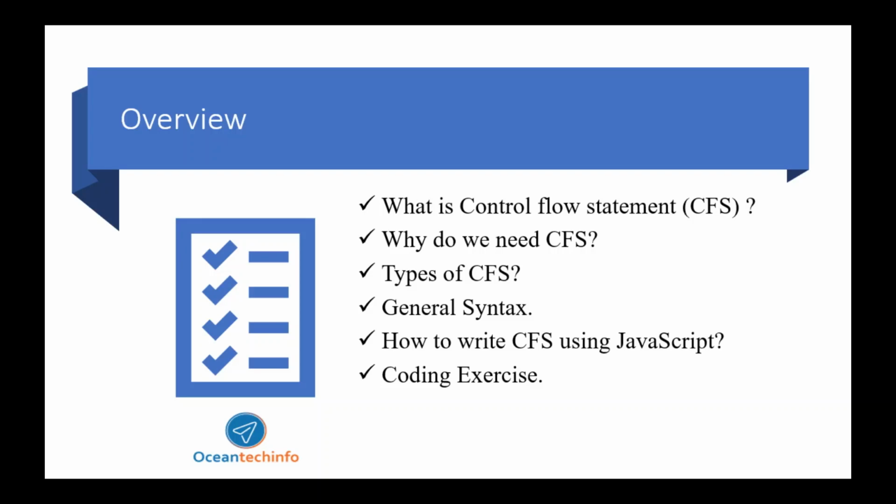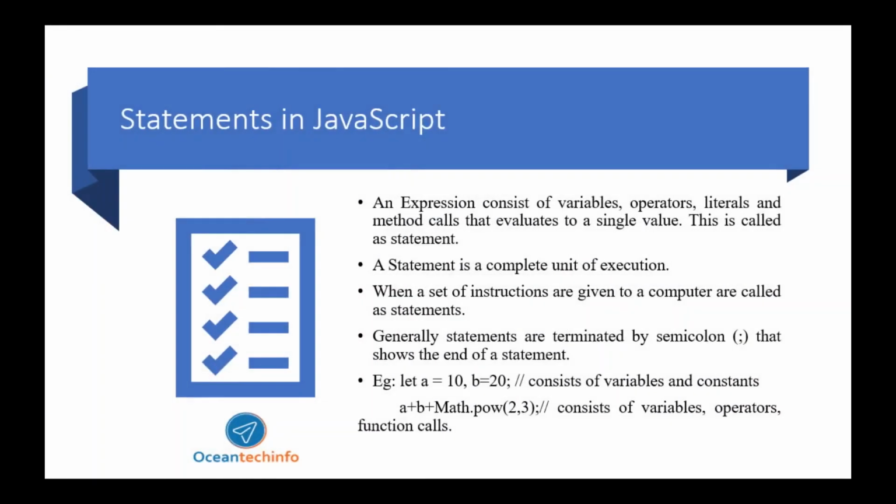Now let's get started. What is a statement in JavaScript? First of all, we need to understand that. A statement is an expression consisting of variables, operators, literals, and method calls, which will evaluate to a single value. This is called a statement. That means a statement is a complete unit of execution in our program. A set of instructions given to a computer are called statements. Generally, statements are terminated by a semicolon that shows the end of a statement.